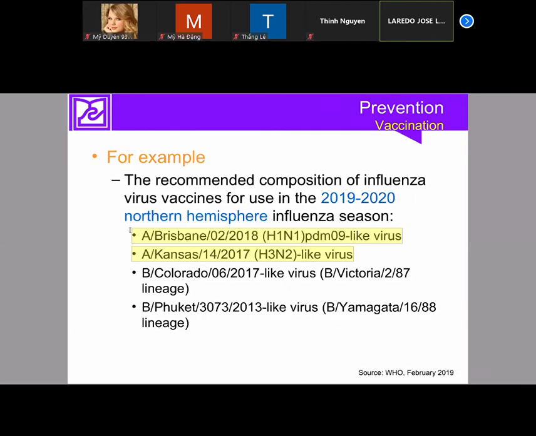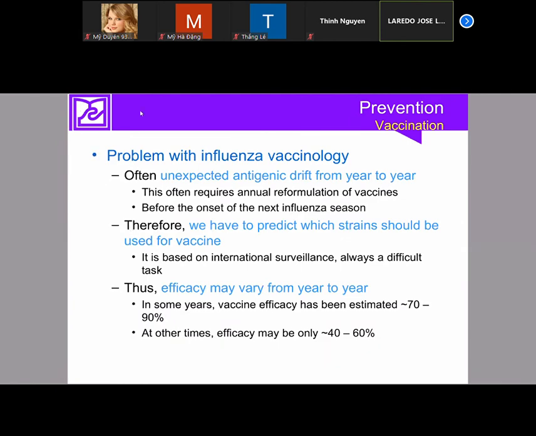But we have a problem with the vaccines. We change the vaccine every year. So we have to select a new vaccine every year. Some years we are lucky, some years we are not lucky, because some years we don't select the viruses correctly. So this is the most important problem with the vaccine of influenza, the unexpected changes in the influenza A virus. So we have a very important problem in how to select which viruses to include in the vaccine.